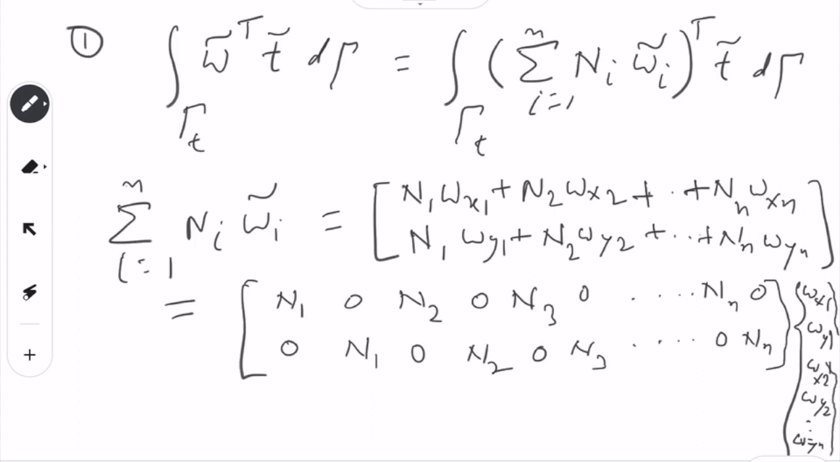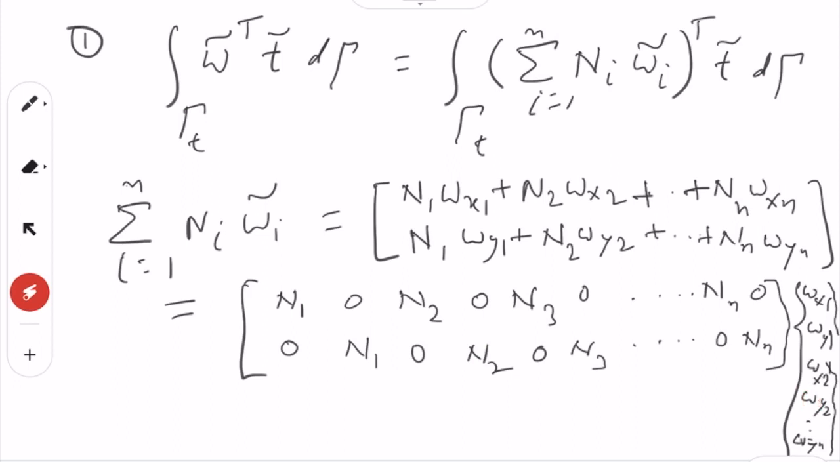So, the idea is the first one is N_1 times w_x1. So N_1 multiplied by w_x1, second is w_y1. So here it will be 0, so this will not be taken. Then N_2 multiplied by w_x2. Here also the similar thing, 0. So N_1 w_y1, 0 here, then N_2 w_y2 and so on.